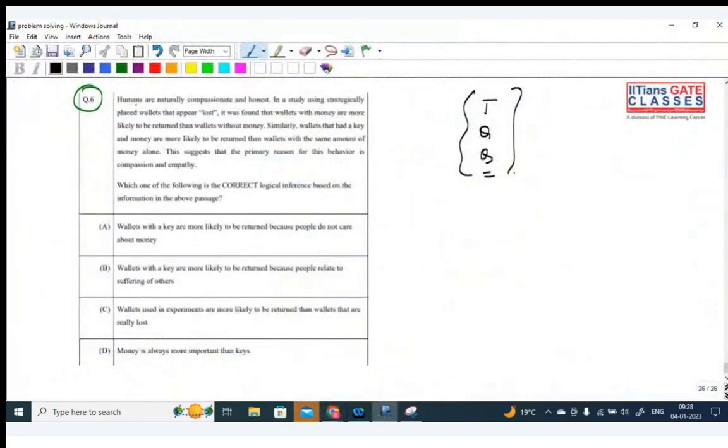The passage: humans are naturally compassionate and honest. In a study using strategically placed wallets that appear lost, it was found that the wallets with money are more likely to be returned than the wallets without money. Similarly, wallets that had a key and money are more likely to be returned than the wallets with the same amount of money alone. This suggests that the primary reason for the behavior is compassion and empathy, right? So, what is the correct logical statement?